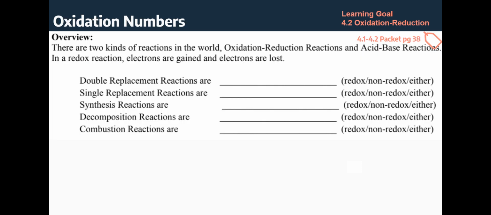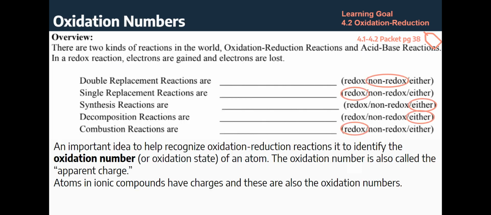And so when we talk about reactions, the top part of this is not necessary to know, but this middle piece is on your worksheet. It tells us that an important idea to help us recognize oxidation reactions is to identify the oxidation number, or oxidation state, of an atom. It's also called the apparent charge.